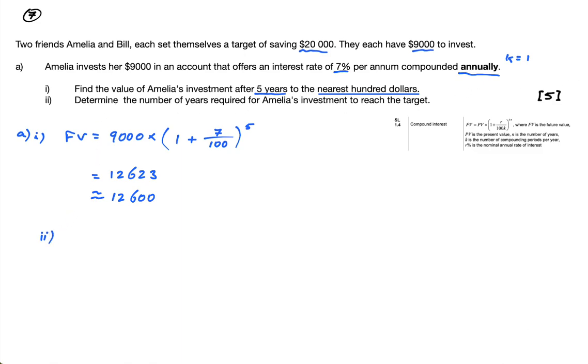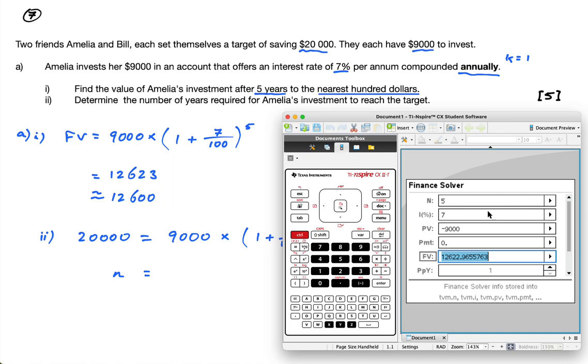Okay, part 2. Determine the number of years required for Amelia's investment to reach the target. So this time the thing we don't know is going to be N, the number of years. And I do know my future value. So my future value is 20,000 because that's the target. When will this 9,000 times 1 plus 7 over 100, but this time to the power of N, when will this equal 20,000? And then I just use numerical solve.